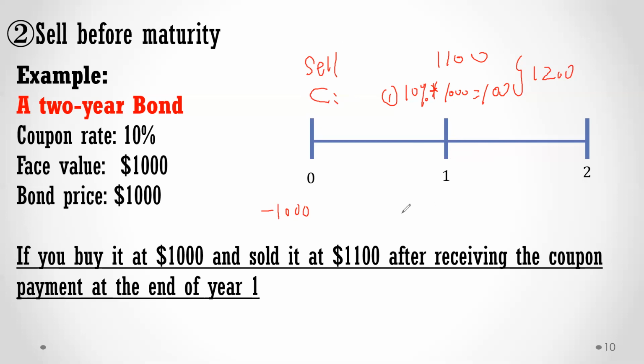Then let's calculate the return for this investment. At the end of year one, your total asset increased to 1,200, and you invested 1,000, so we divide by your initial investment, which is 1,000. That means your total asset increased by 20%, which is the realized return of your investment from this 2-year coupon bond. Okay.